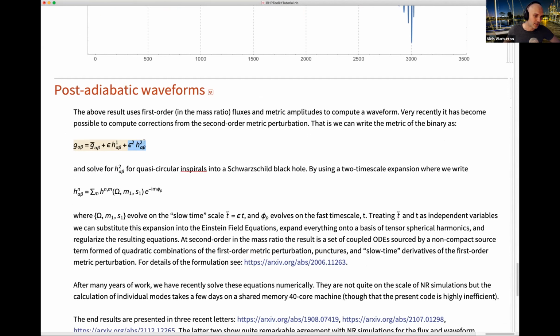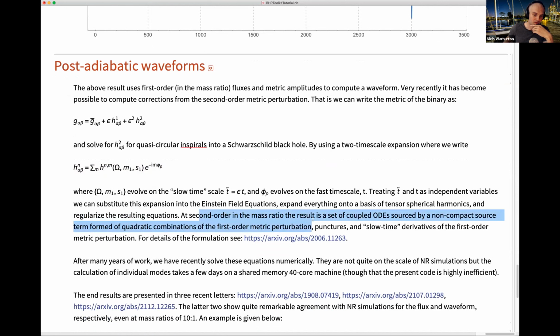The way that proceeds is actually we write these metric perturbations as a product of a slowly evolving amplitude and a rapidly evolving phase, and these slowly evolving amplitudes evolve on what's known as the slow time or the radiation reaction time, and the phase evolves on the fast time, and we can use that to perform what's called a 2 timescale expansion. We can then substitute into the Einstein field equations. Everything can be expanded on the basis of tensor harmonics, and there's some regularization procedure as well that's very important that I won't discuss.